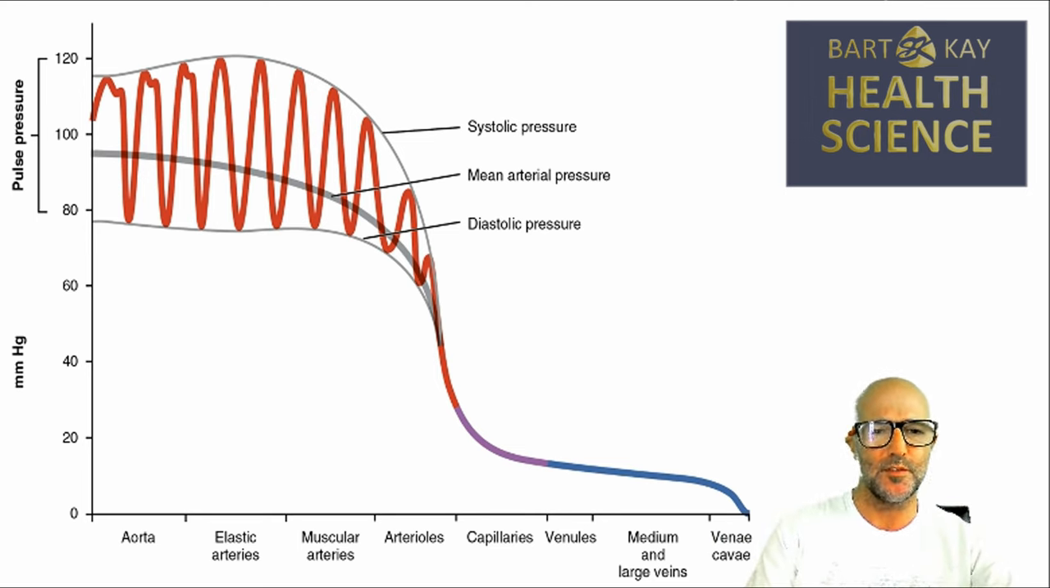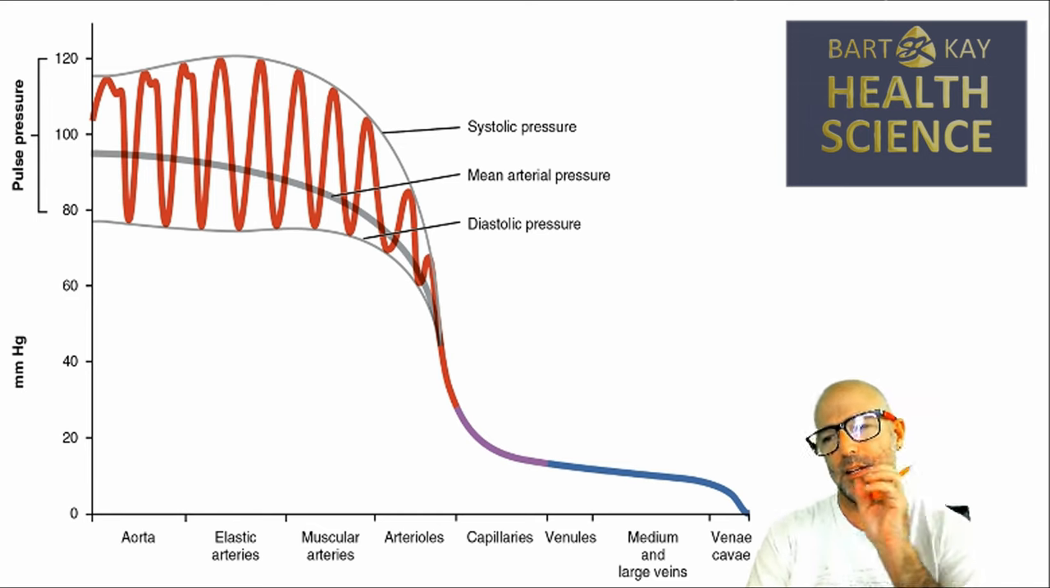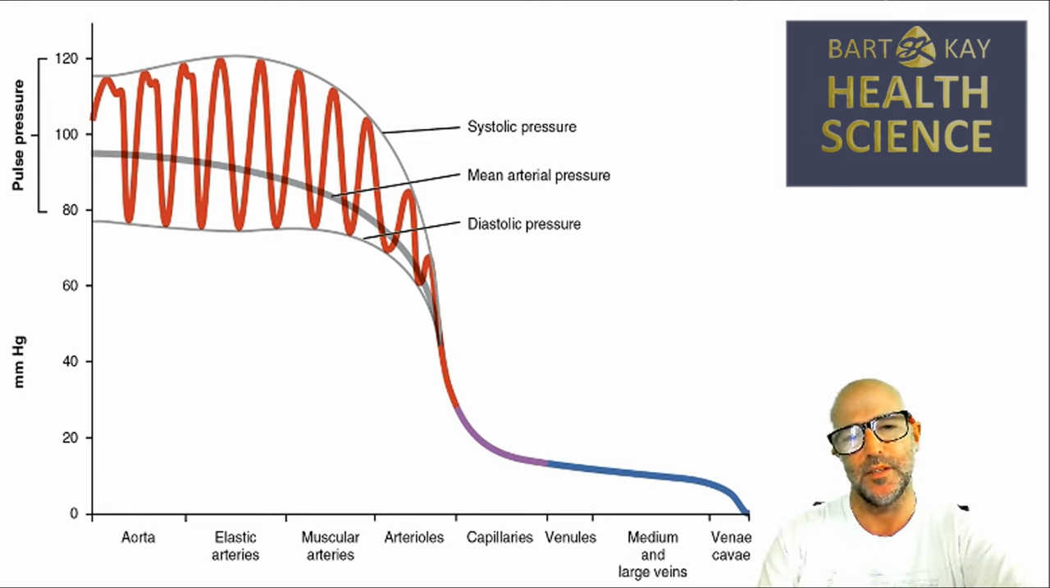The grey line through the middle there is the mean arterial pressure, which drops as you go through the various step changes and sizes of the different arteries from the largest to the smallest. That's basically how that all maps out. That's how it looks. Pretty much, yep, that's what we're looking at in terms of the differences between the pulsatility and pressure on the high pressure versus the low pressure side, or the arterial versus the venous side of the vasculature.